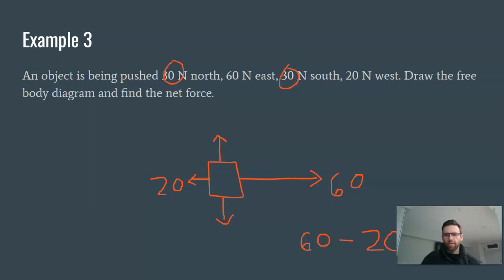All right, so there's just a few examples on how to draw a free body diagram and how to find the net force. All right, you probably have some practice problems to do with those two skills, so good luck.